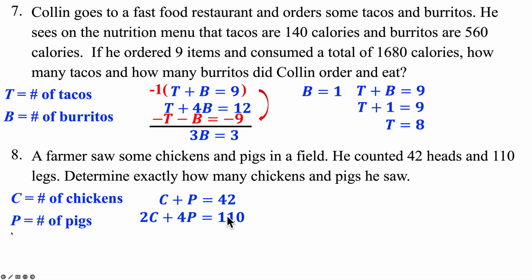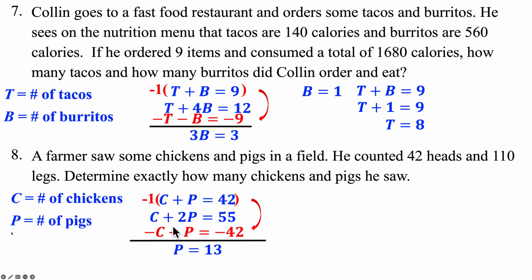1C, 2P, and 55. That way when we multiply this by a -1 and move it underneath, we get -C minus P equals -42. My C's cancel. 2P minus P is automatically P. 55 minus 42 is 13. We already found the number of pigs. Put that in, subtract it from 42. There was 29 chickens.